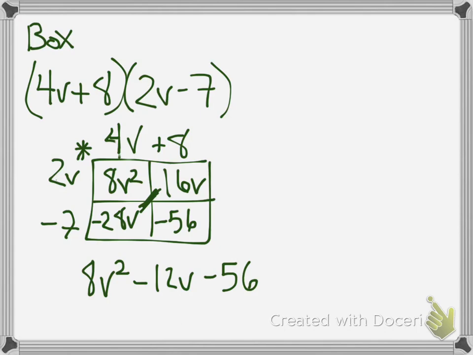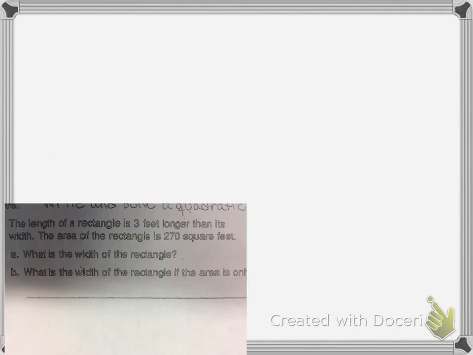Okay, so what does that lead us into? Here's an example from the worksheet y'all were working on earlier. The length of a rectangle is 3 feet longer than the width. The area of the rectangle is 270 square feet. So how can I come up with a method to set this up?